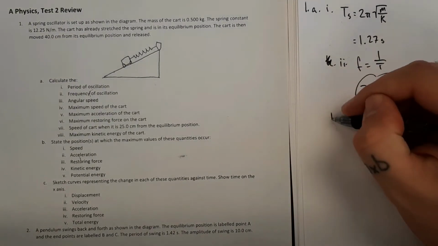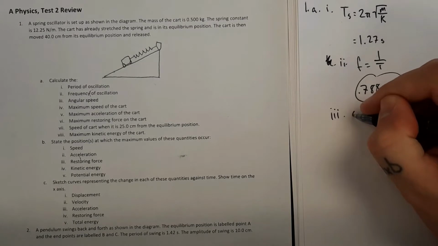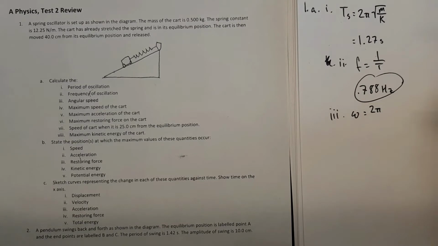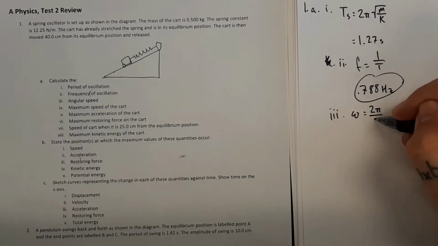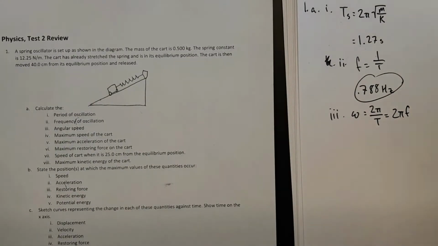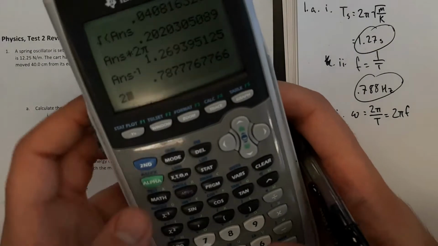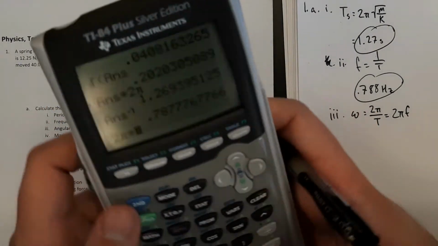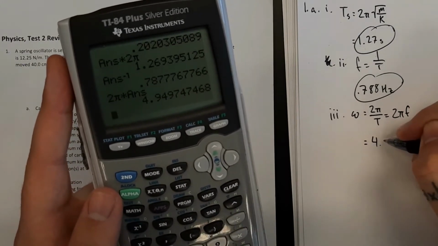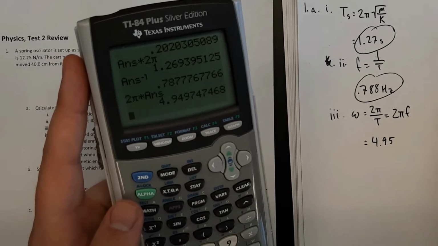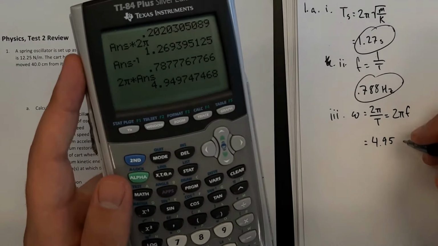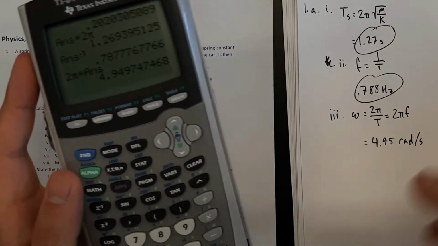Angular speed. All right, 2 ways we can find that. Omega is just the angle it's covering, so in this case 2 pi, since we're looking at one full oscillation, divided by your period, or you could also do 2 pi times your frequency. It doesn't matter which one we go with, it'll give us the same answer. So 2 pi times our frequency gives us an angular velocity of 4.95. If you're using the formula with that 2 pi, that means our angle is in radians, because that's one full rotation. So it's radians per second.